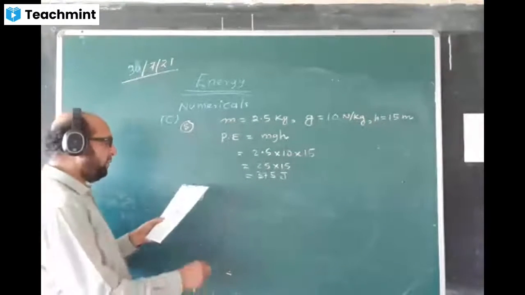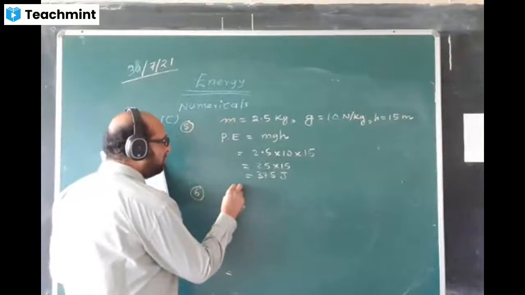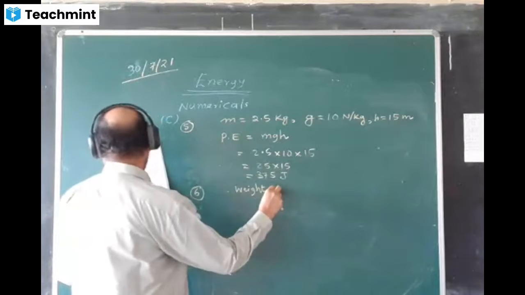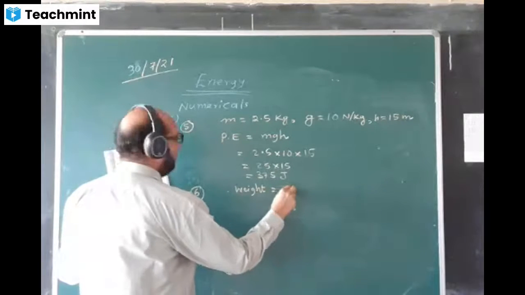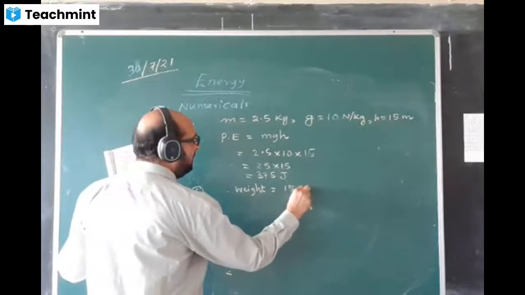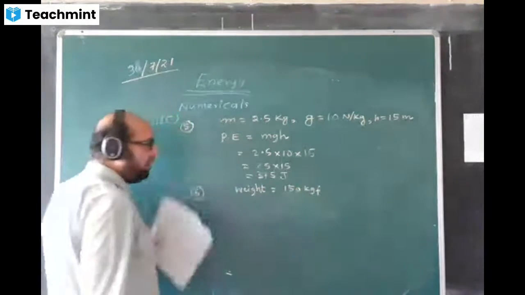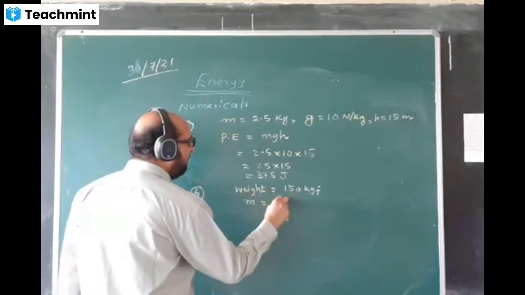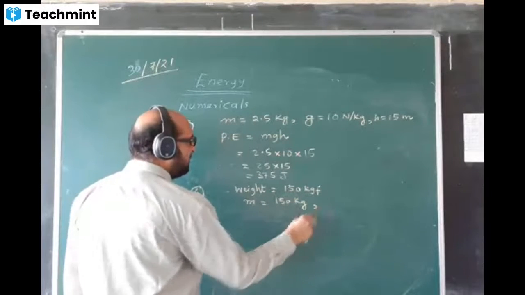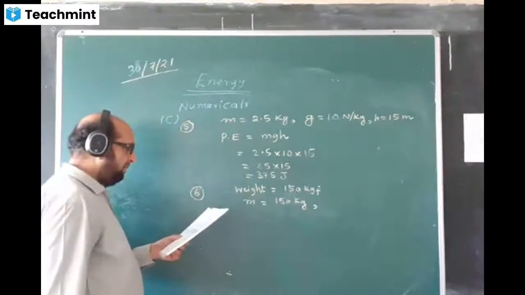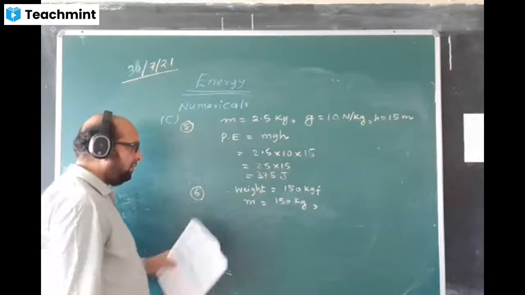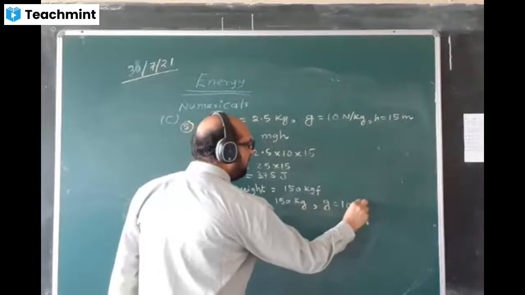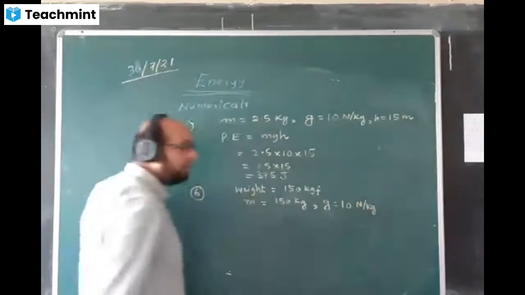Okay, let us add the information. Weight of the box is given 150 kgf. Therefore, mass is coming 150 kg. Only 150 kg mass. They have also given the value of g as 10. 10 Newton per kg we can write here, or meter per second square.